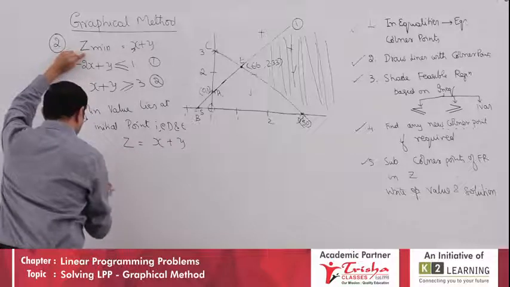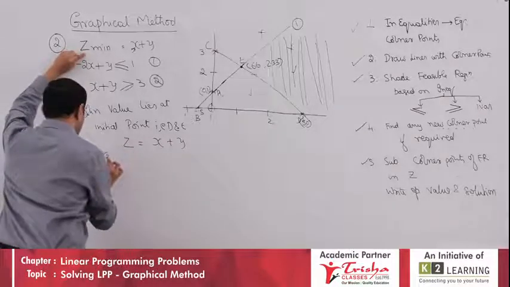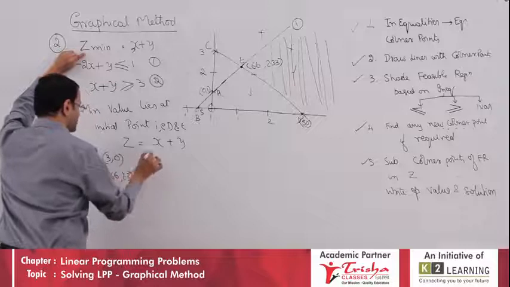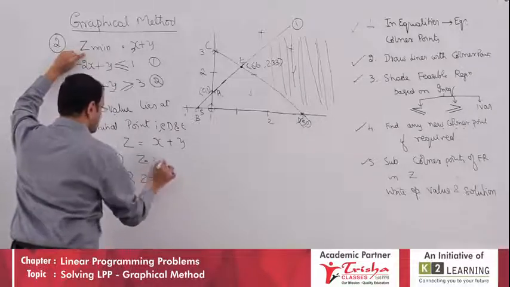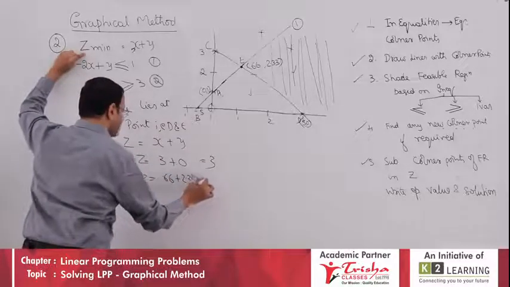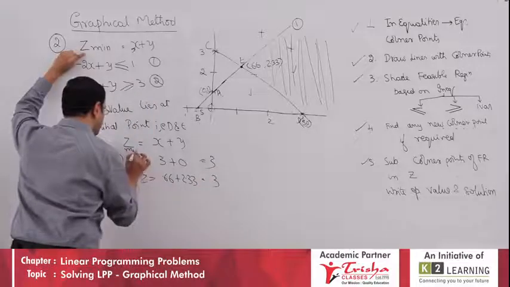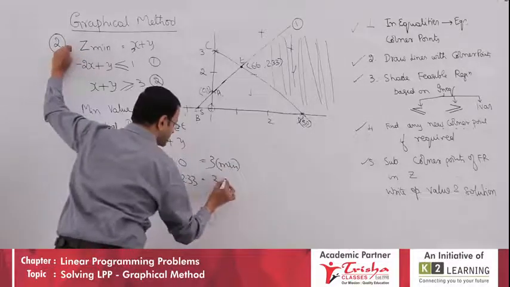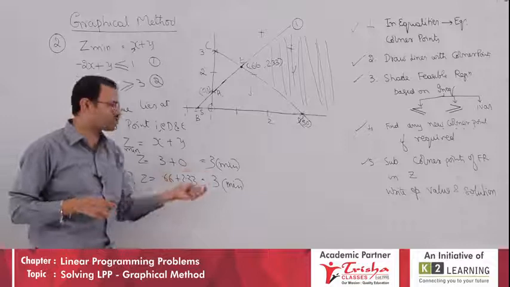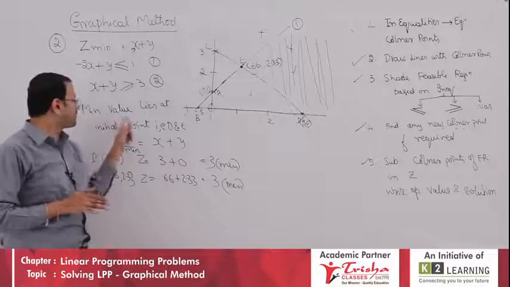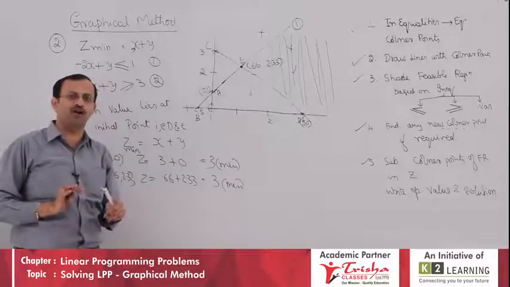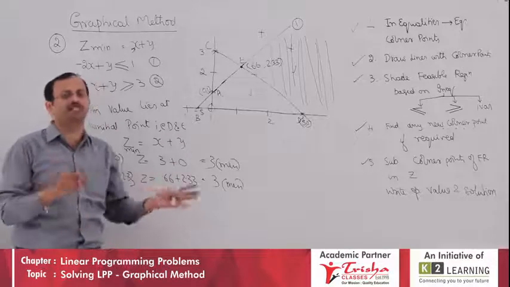What is the point D? What is the point E? Point D is (3, 0). Point E is about (0.66, 2.33). Substituting, Z = 3 + 0 = 3, and 0.66 + 2.333 is still 3. We want minimum. Minimum lies here as well as here, both are minimum values. It is a very strange solution, the minimum value lies at the initial points. There are 2 initial points, 2 answers we got. We want minimum, both are the same, that is the minimum value.